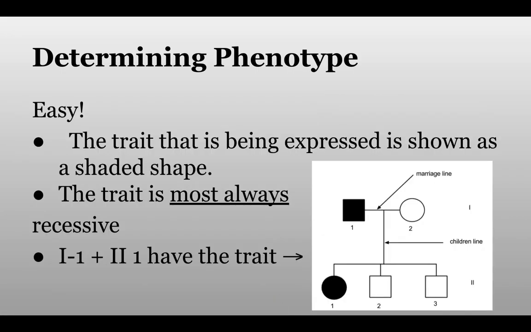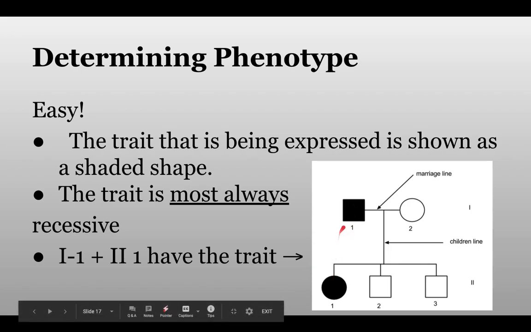Okay, so now we've determined the genotype, now determining the phenotype. Lot easier, okay? All you have to do is look if it's shaded in or if it's not. The trait that's being expressed is shown as shaded in. The trait is almost always recessive. So in this case, we know that these two have the trait, whatever it may be. These three don't.